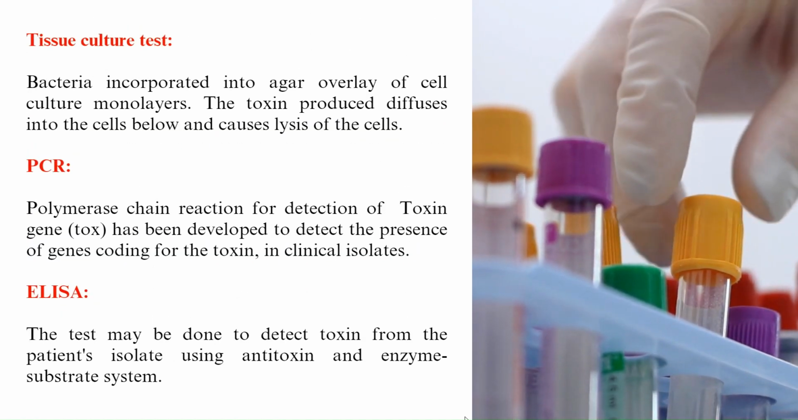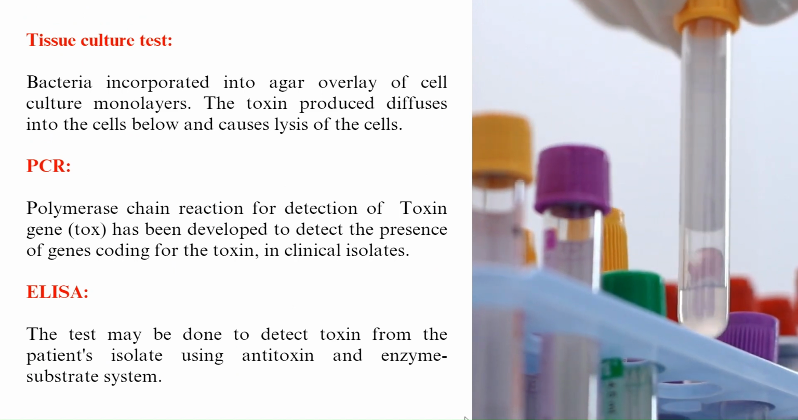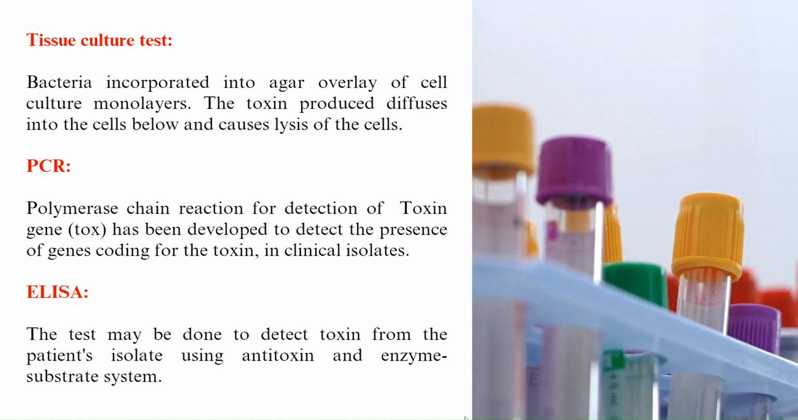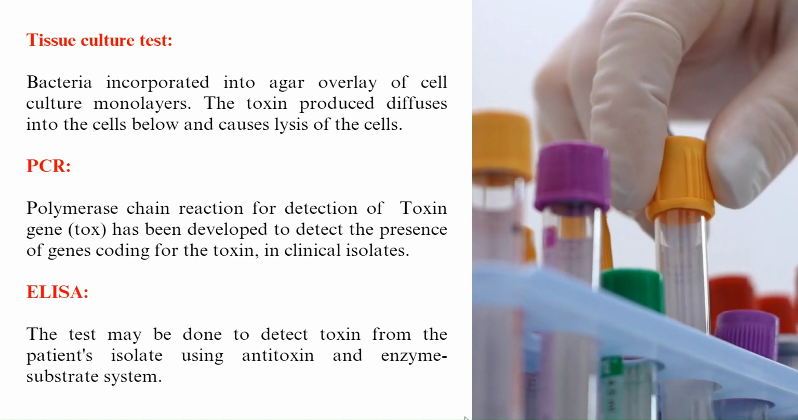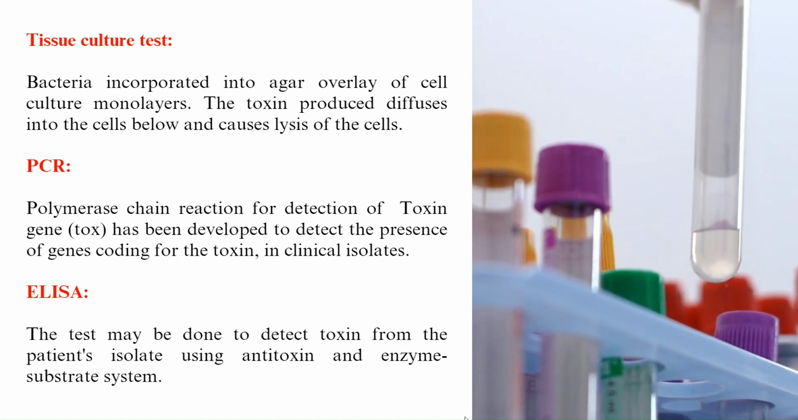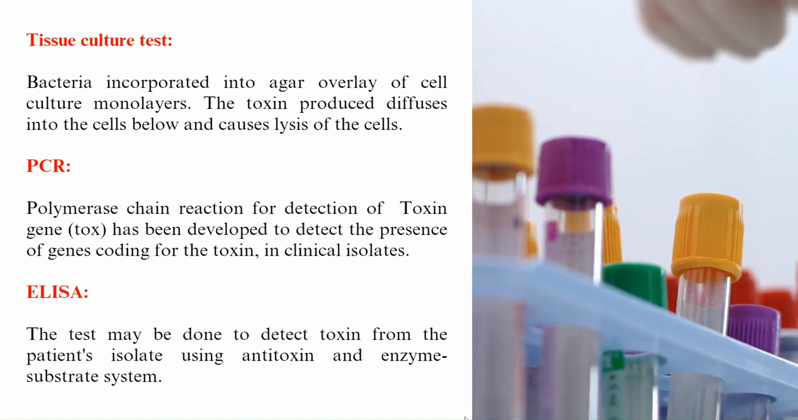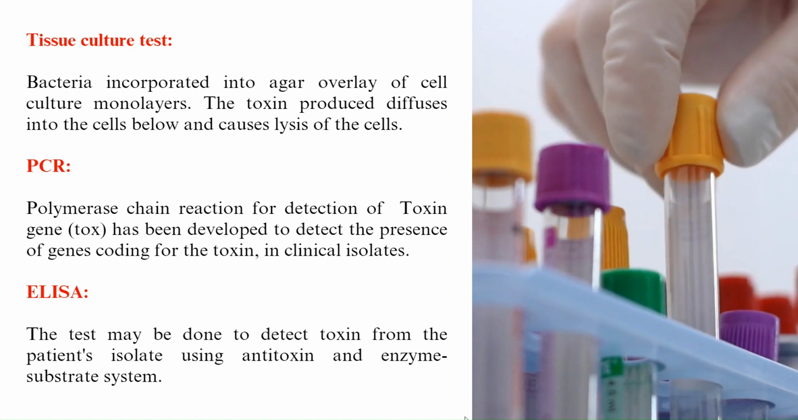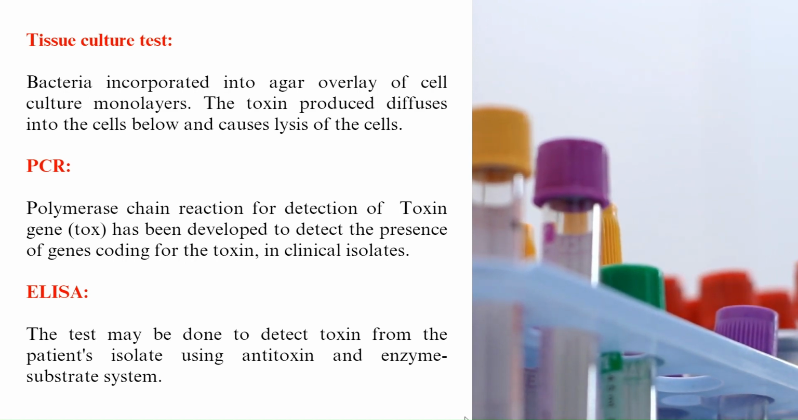Tissue culture test. Bacteria are incorporated into an agar overlay of cell culture monolayers. The toxin produced diffuses into the cells below and causes lysis of the cells. PCR. Polymerase chain reaction for detection of the toxin gene, tox, has been developed to detect the presence of genes coding for the toxin in clinical isolates. ELISA. The test may be done to detect toxin from the patient's isolate using antitoxin and enzyme substrate system.